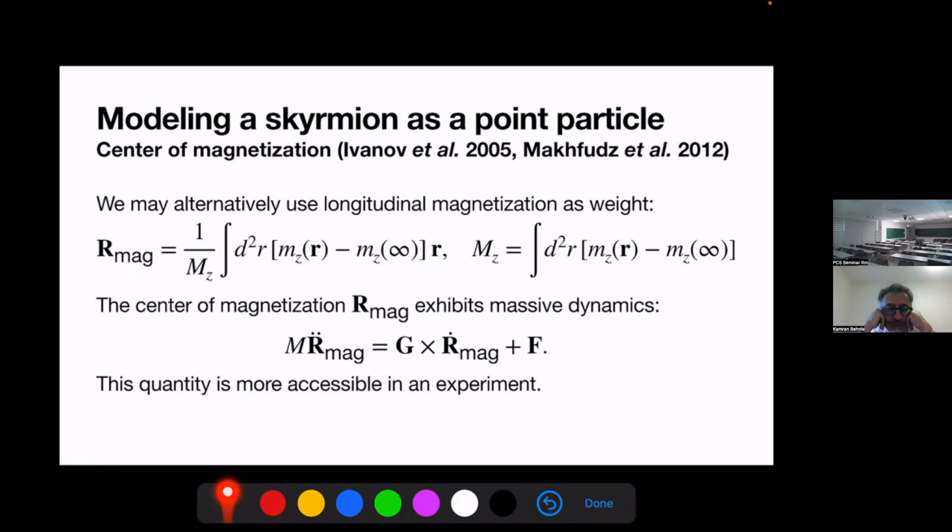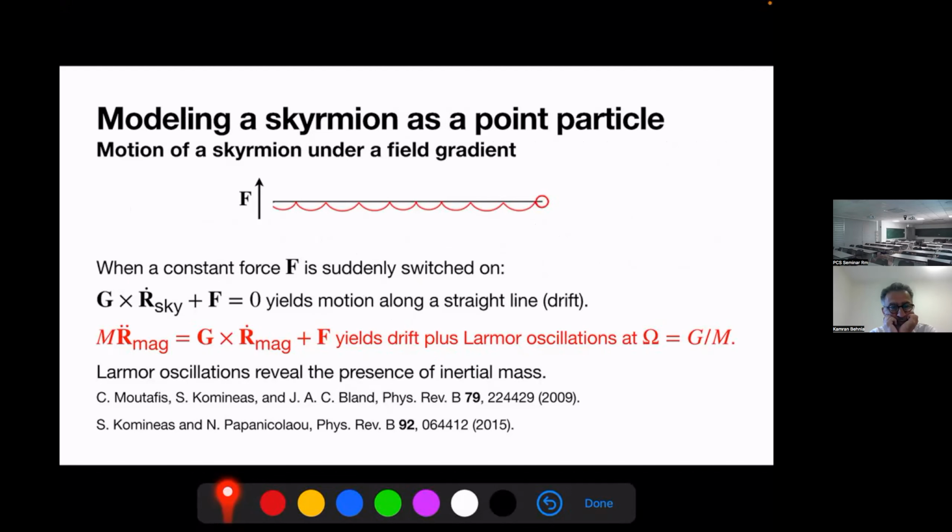And it turns out that in many cases, this definition gives different types of dynamics. The Thiele equation acquires a non-zero left-hand side, which is given by mass times acceleration. So this looks like a massive particle in the magnetic field and whatever external force acts upon it. So the difference is illustrated here. This graph is taken from a nice paper by Papanikolaou, again, and his former student, Stavros Komineas, in which they applied the gradient of a magnetic field to drive a skyrmion.